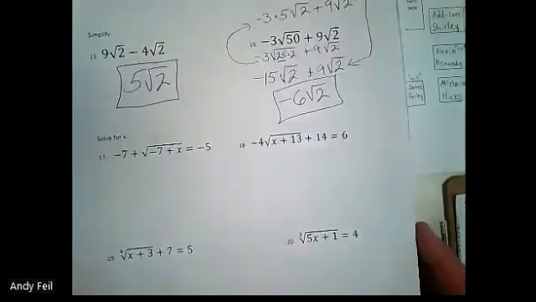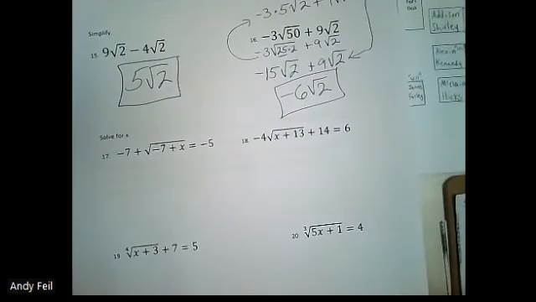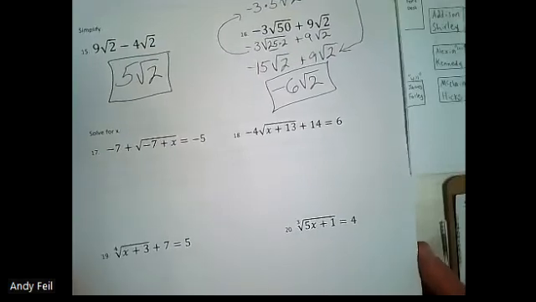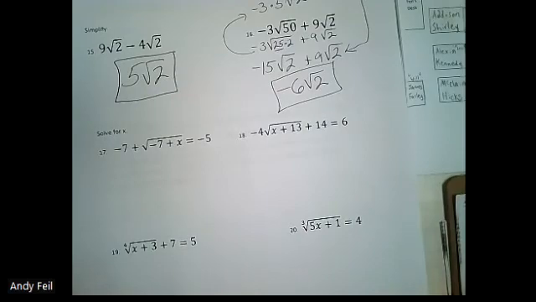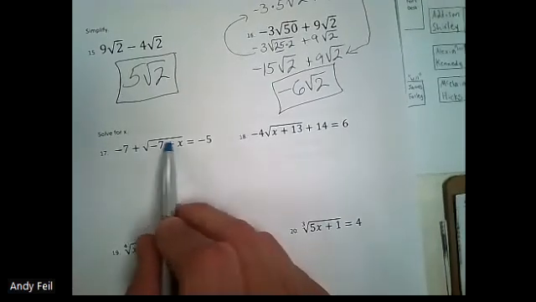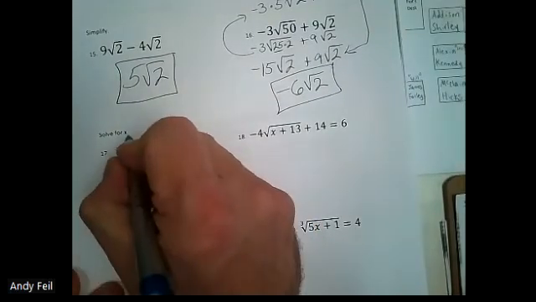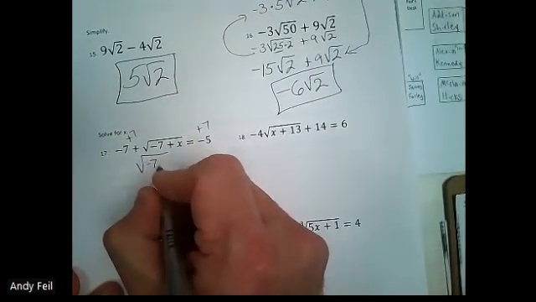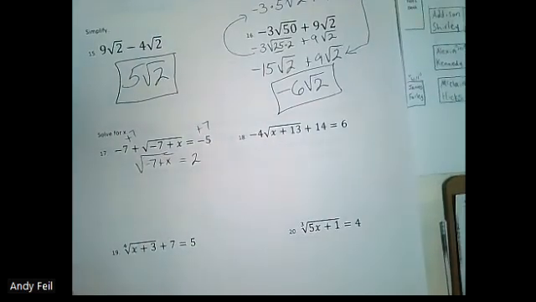All right. 17, solve for x. Does that mean these are difficult? Should you do these totally in your head without using paper? I would suggest no. I would suggest doing these on paper. All right, step 1, isolate the radical. What's keeping this radical from being all by itself on the left side of the equal sign? So let's add 7 to both sides. That gives you the square root of negative 7 plus x equals 2.